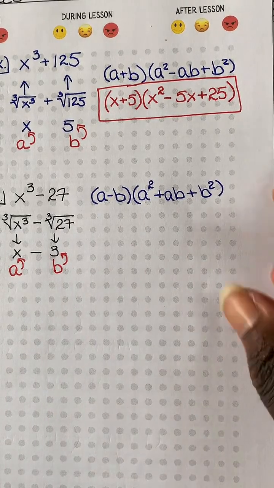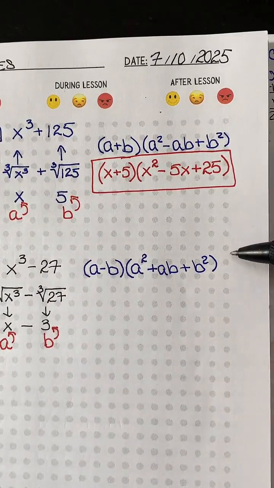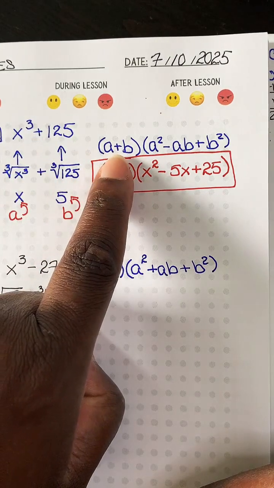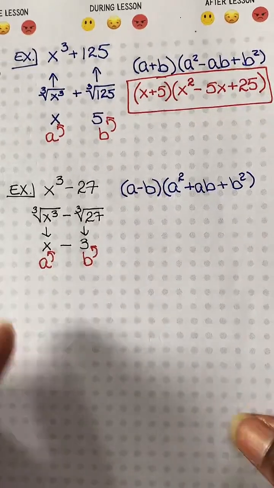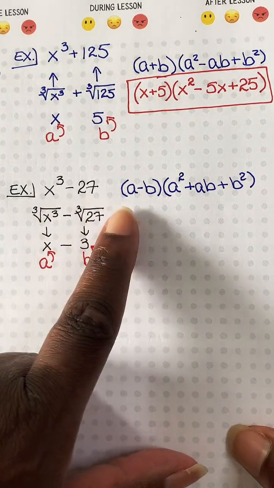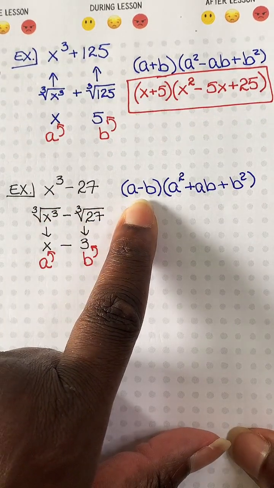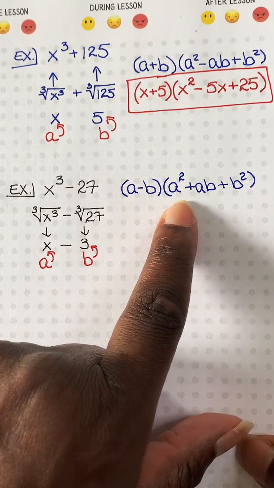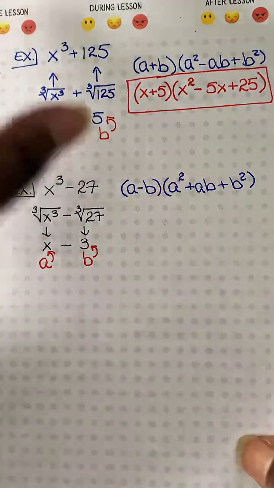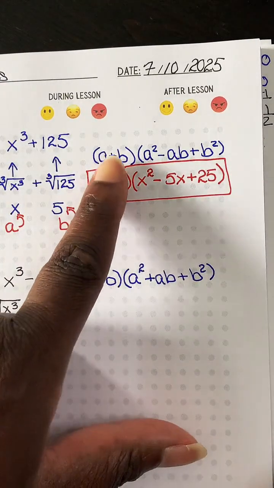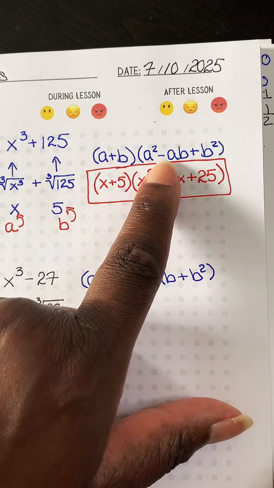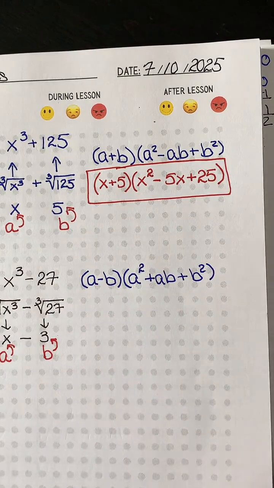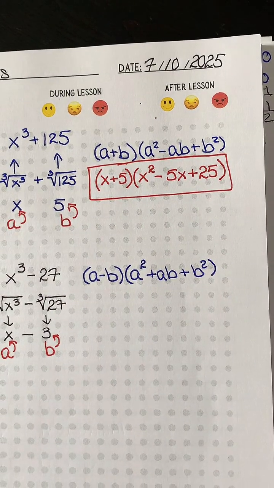Okay, so the formulas for the two are very similar. If there's a plus in the original, that means you should have a plus in the first parenthesis. If there's a minus in the original, that means you should start with a minus in the first parenthesis. So if there's a minus in the first parenthesis, the second parenthesis is all addition. If there's a plus in the first parenthesis, that means in between the first term and the second term should be a minus sign.